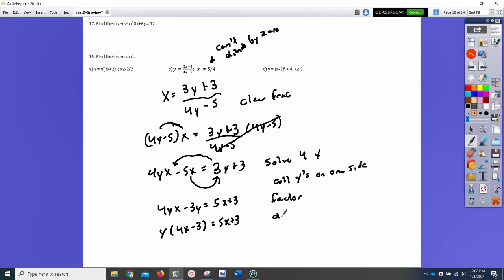And now we're going to divide out 4x minus 3. So this will actually do the solving for y, so I'm just going to save paper and write that the inverse of f of x is 5x plus 3 over 4x minus 3. She's done. It was a walk in the park, man. A walk in the park.